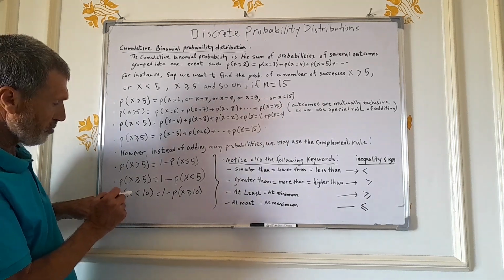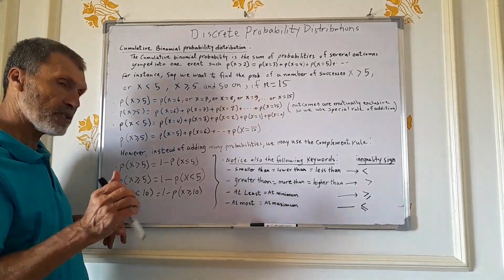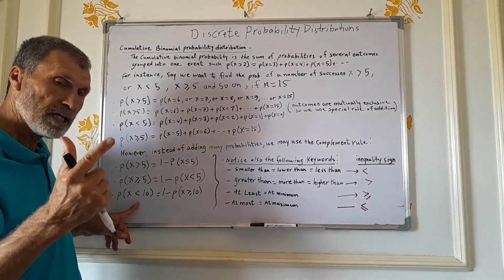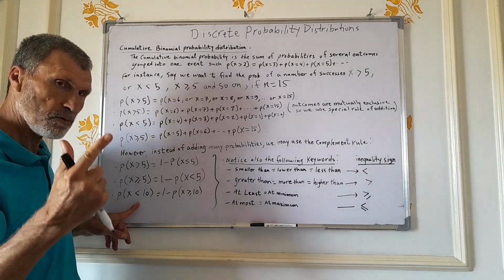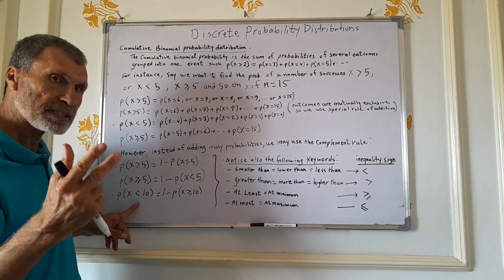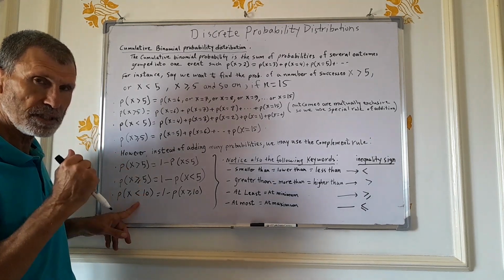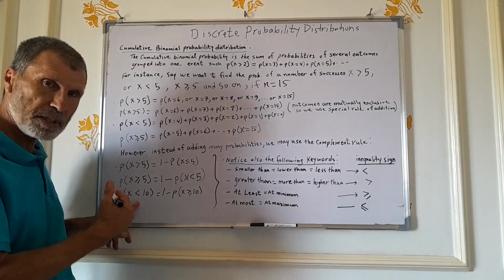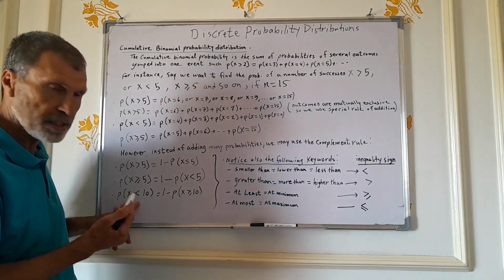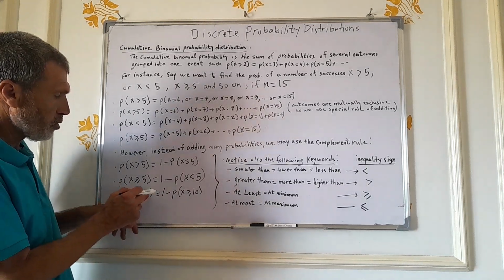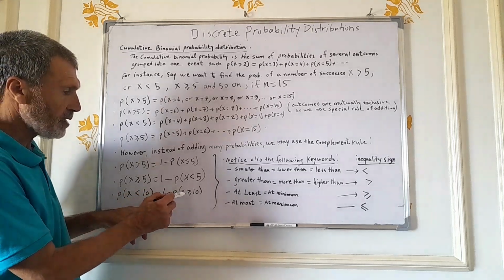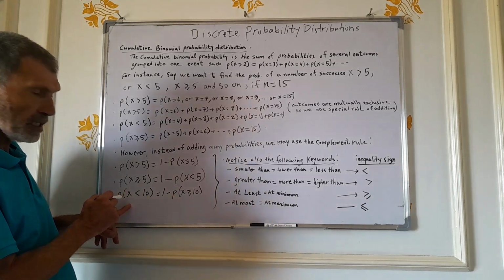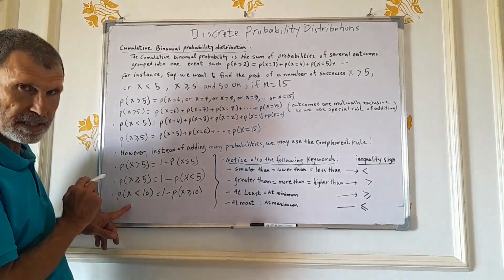Okay, here we need the probability of x less than 10, which means the probability of x equal to 9 plus the probability of x equal to 8 plus the probability of x equal to 7, all the way to 0. So instead of going through all this process of adding probabilities, we use the complement rule here. Probability of x less than 10 is going to equal 1 minus the probability of x greater than or equal to 10. It's easier to do the complement than doing the probability of x less than 10.